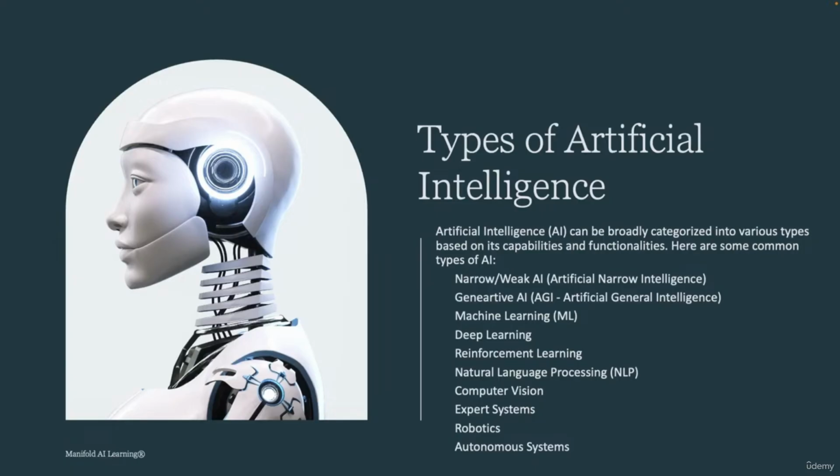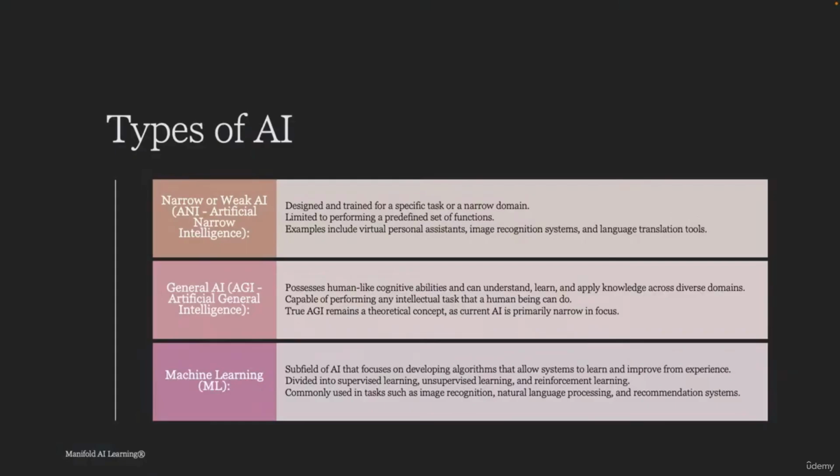To give you more idea about what these types are, when we talk about narrow or weak AI, this is a kind of AI which is designed and trained for a specific task or a narrow domain. It is basically limited to performing a predefined set of functions. It cannot go beyond that. And in the case of general AI, it will possess human-like cognitive abilities, and it can understand, learn, as well as apply knowledge across diverse domains, and it is capable of performing any intellectual task that a human being can do.